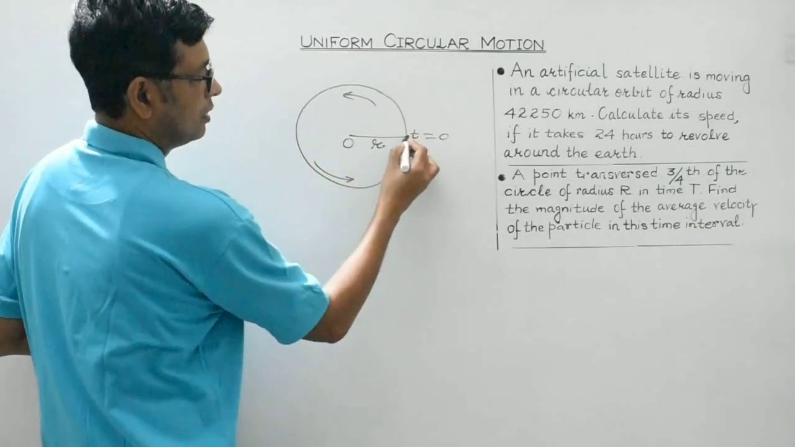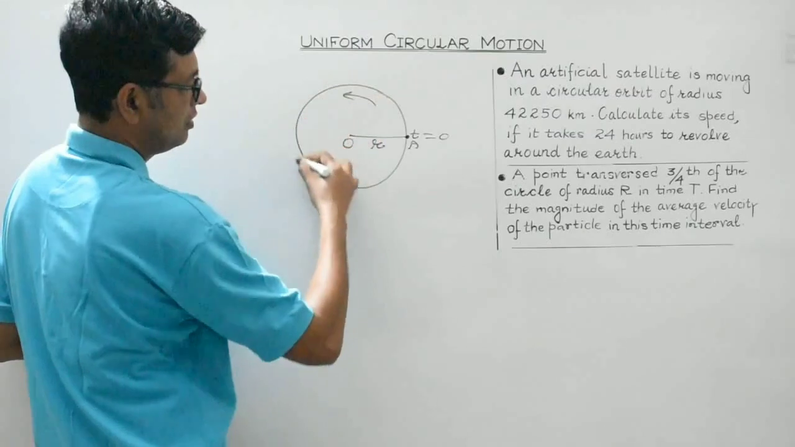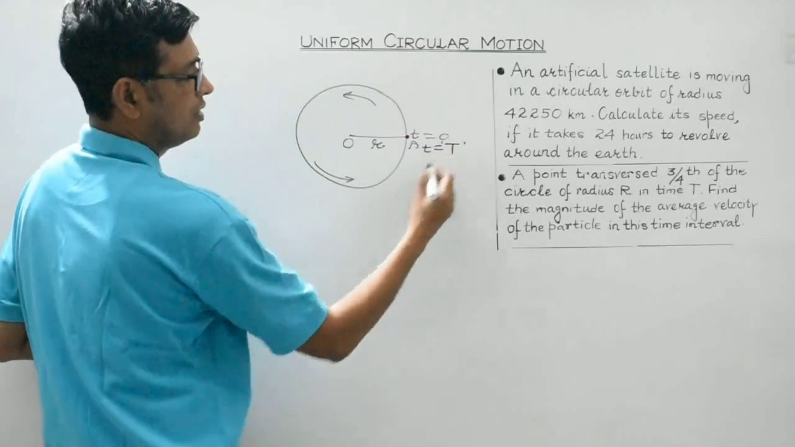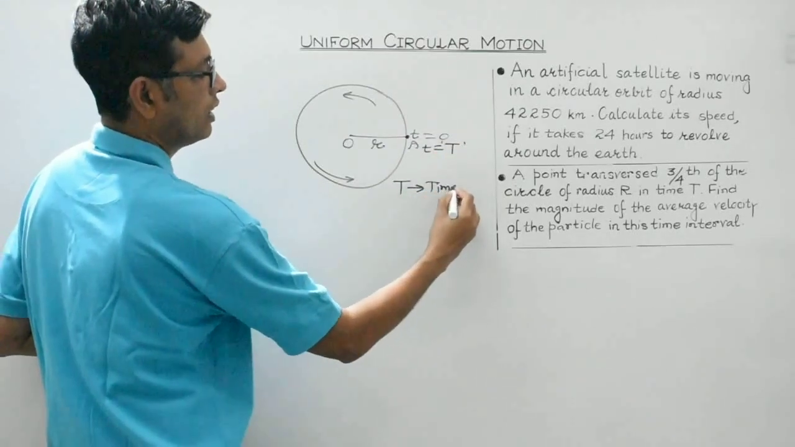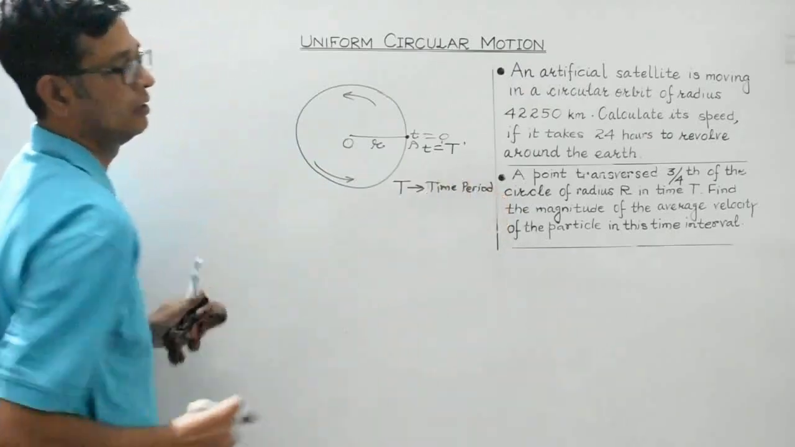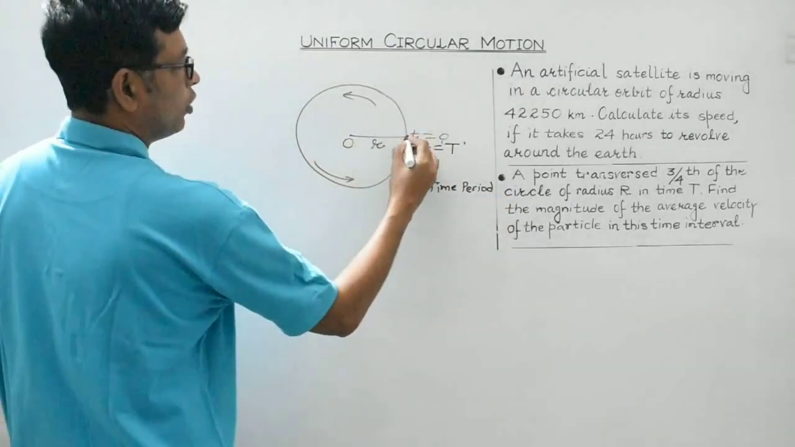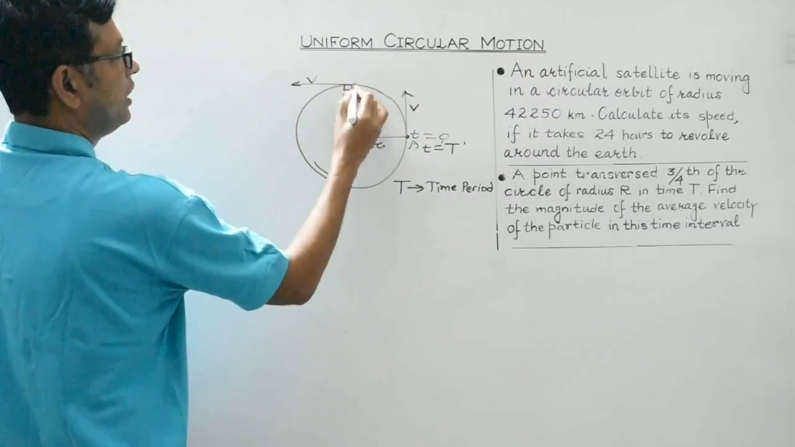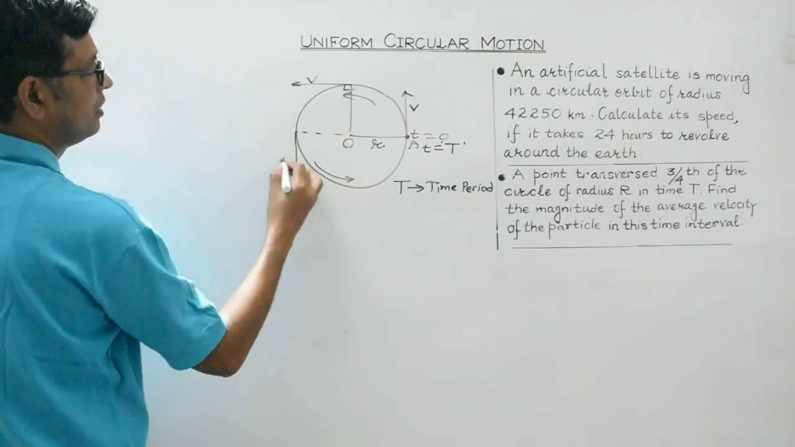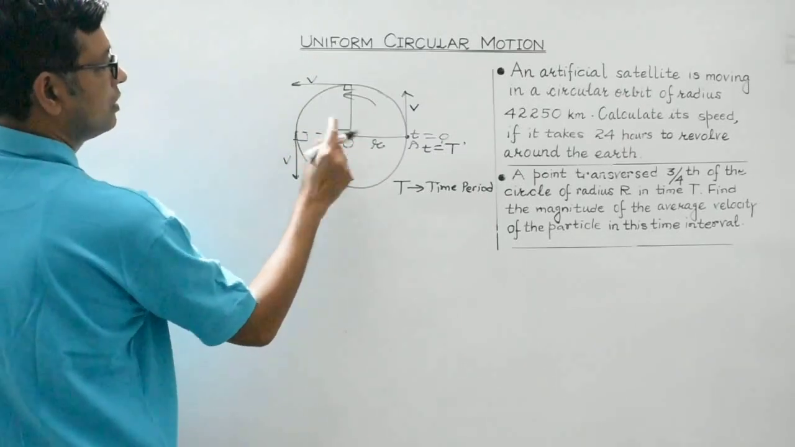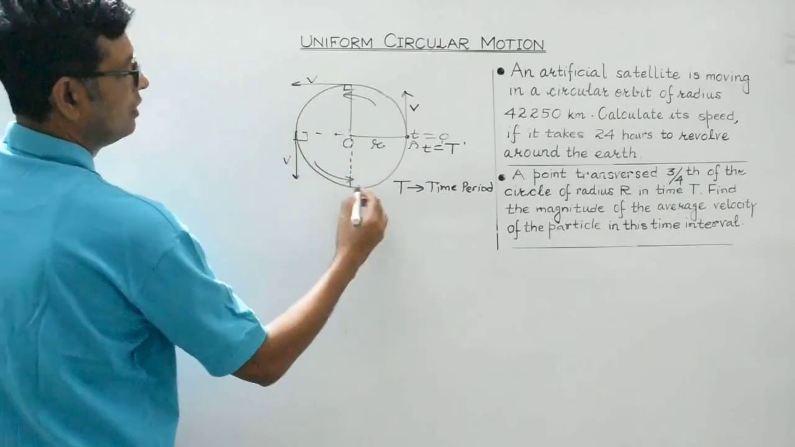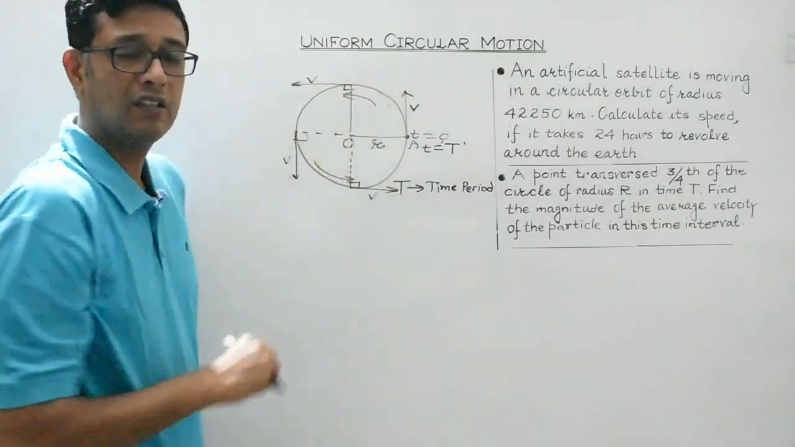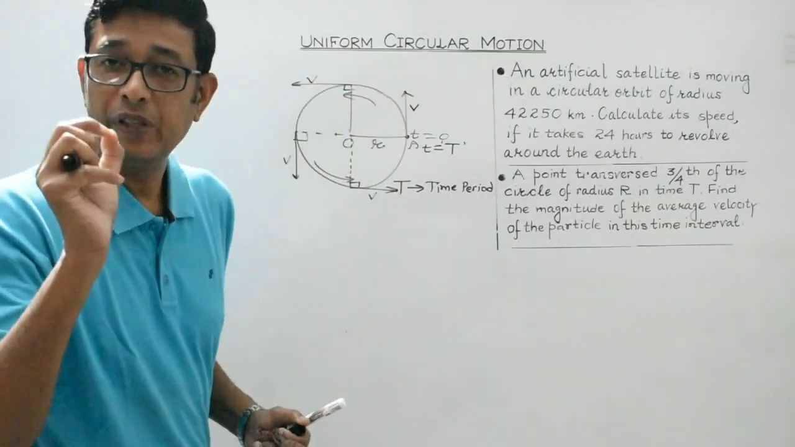So, the body is starting initially, that is t equals 0, and in order to complete one complete rotation, suppose it takes time T. So, capital T is known as the time period. And suppose the body is following the circular path with speed v. This is the radius and the tangent is always at right angle to the radius.